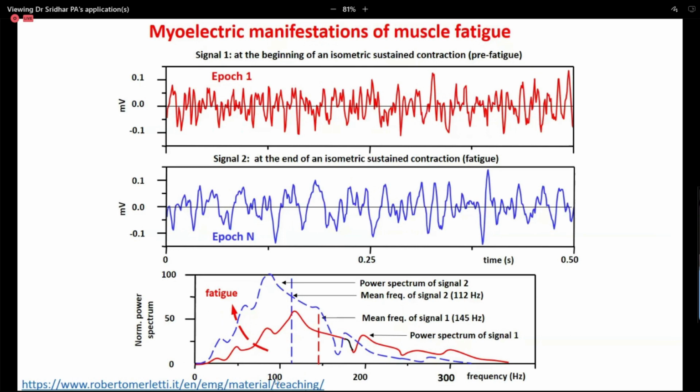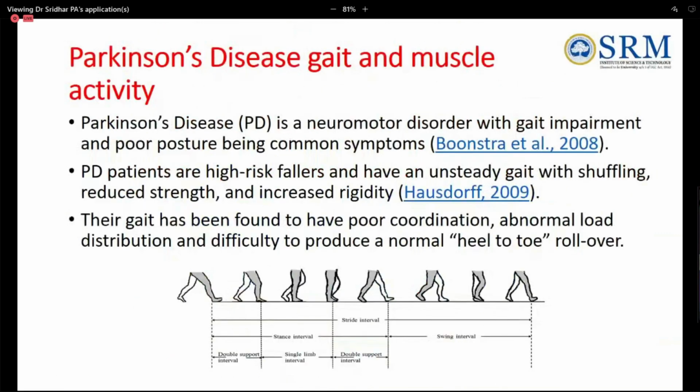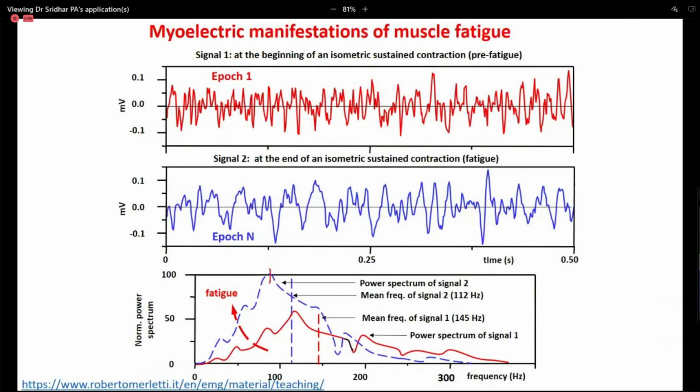So this is your pre-fatigue. Once it starts to fatigue, you can see that the power spectrum moves from this point to this point, which is your mean. The reason I'm looking into the muscle activity is that we need to apply this to a particular application.